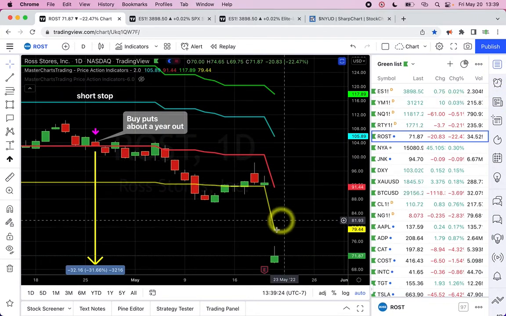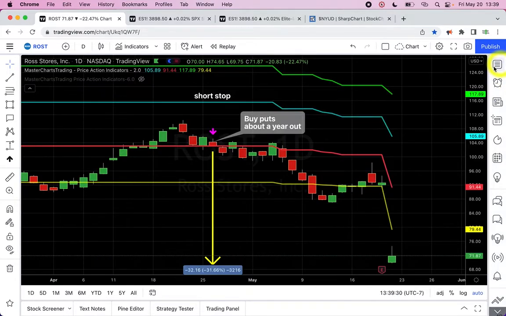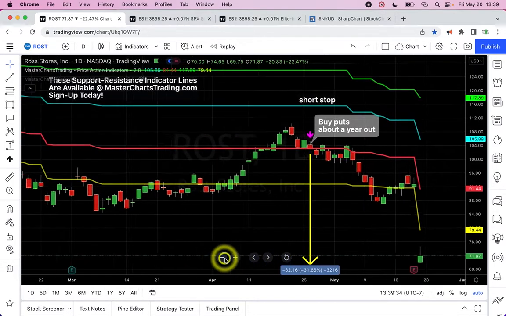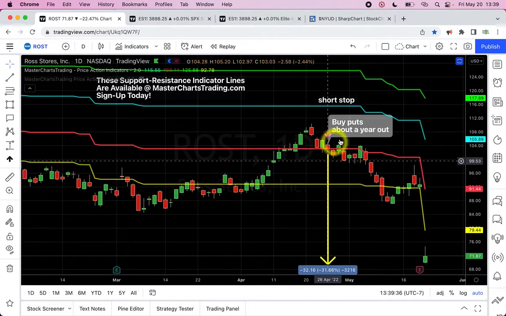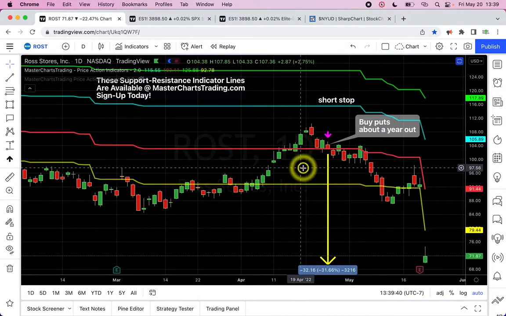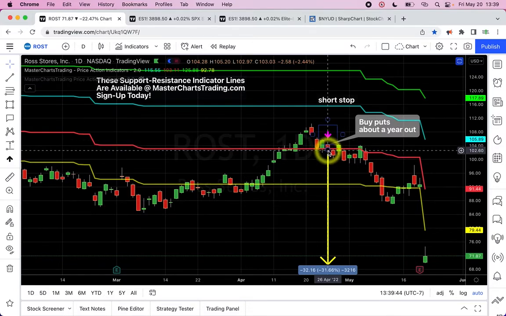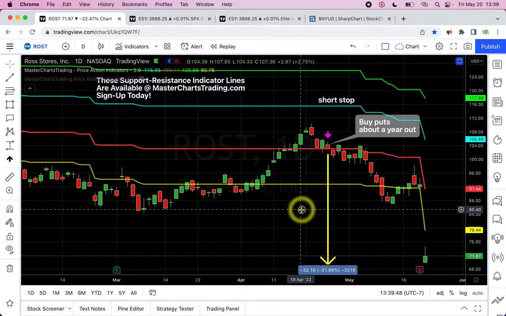I knew nothing about this earnings thing, and notice that they missed the earnings by 3 cents, yet their stock dropped 20%. So how do you reconcile that? I don't. I have no idea. I'm only looking at what price level to buy or sell stock. So at this point, it's pretty obvious we would be selling short right there, 26th of April.